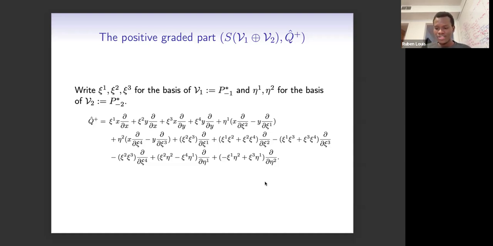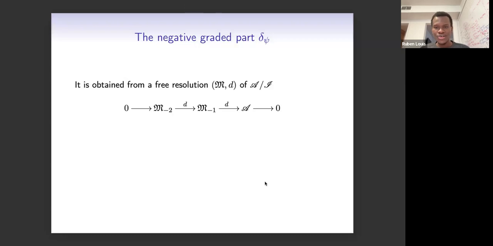And what is the negative part? To construct the negative part, I mean the Koszul resolution for A over I. And here again it's not so long, so it's very simple. We should start with a free or projective resolution of this A over I as a module. So we got something of length 2 again.